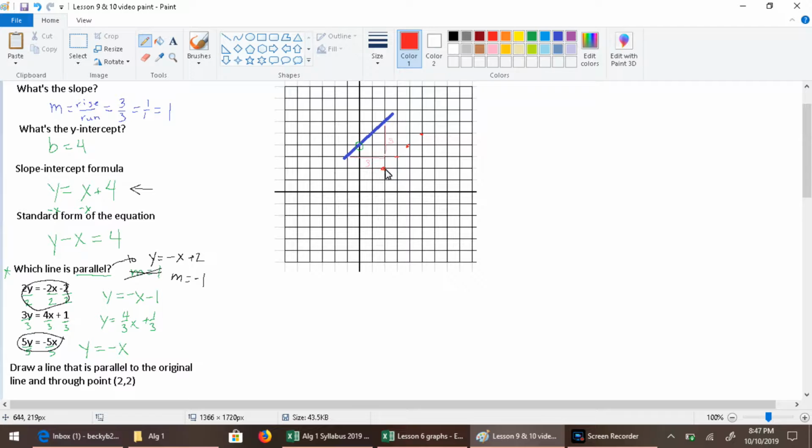We could also go from here and go down and backwards. Then we can see that that line will go right through all those points. So it's that red line in the graph. It is parallel to the blue one, the original one, and it's through the point (2, 2).